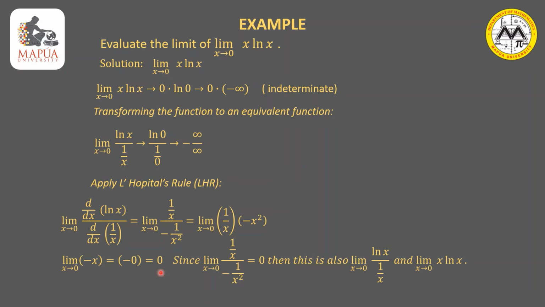So by L'Hopital's rule, the limit of ln x divided by 1 over x will be equal to the limit of this expression here, or simply the limit of negative x as x approaches 0, which is 0, which in turn would be the limit of the product x ln of x as x approaches 0.